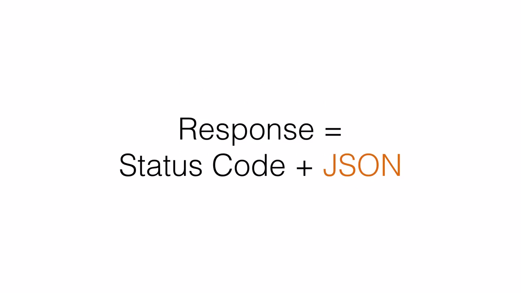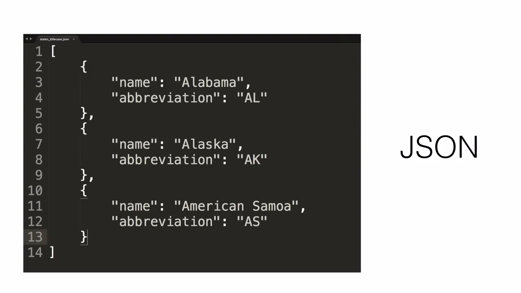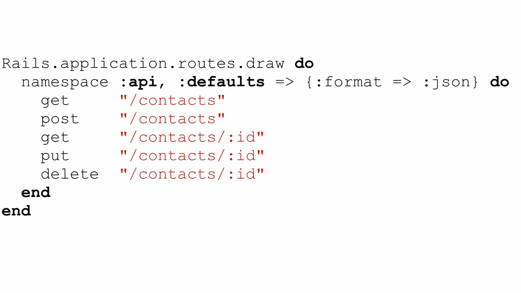Now, what the server needs to do is respond with a status code and a data format. The popular data format is JSON. It looks like this, and it stands for JavaScript Object Notation. It looks a lot like JavaScript objects. It's just a data format. It's become the predominant and popular format, so I recommend using it. All we need to do is add one line, and now our API automatically responds with JSON.